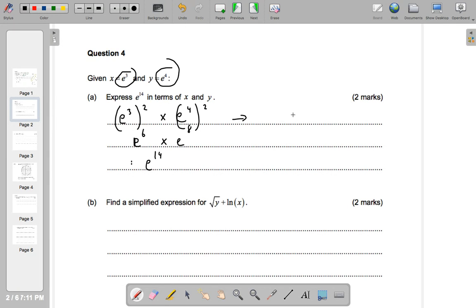So in terms of x and y, remember e to the power of 3 is x, so I've got x squared times y squared. So e to the power of 14 in terms of x and y would be x squared y squared.